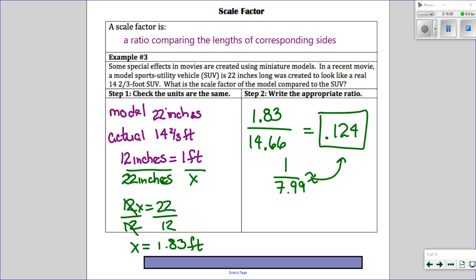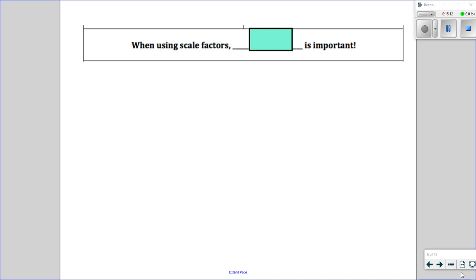All right. And the most important thing when it comes to using scale factors is that order is important. The way you set it up for one ratio, you have to do for another. You can't just put numbers however you want. Order is important when you're dealing with scale factors.